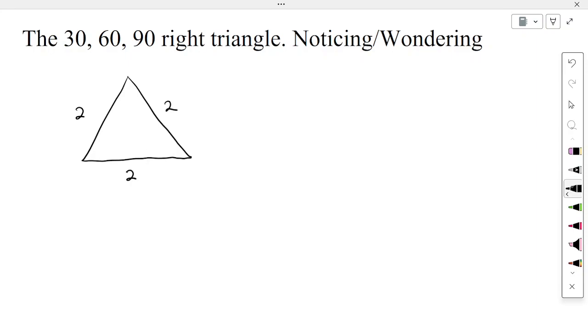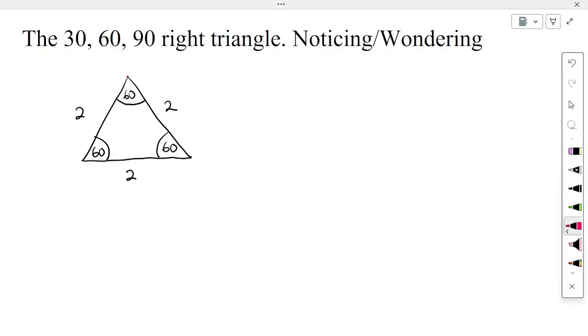Now, you should remember that in an equilateral triangle, not only do the sides have the same measurements, but the angles all have the same measurements. And the only way for them to all have the same measurements is if they're 60, right? Because all three angles in a triangle must add up to 180.